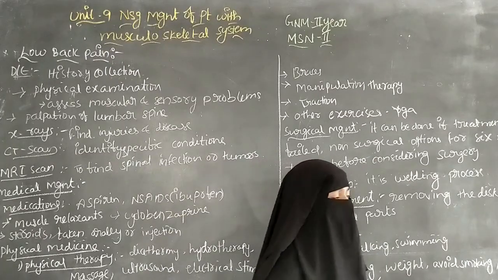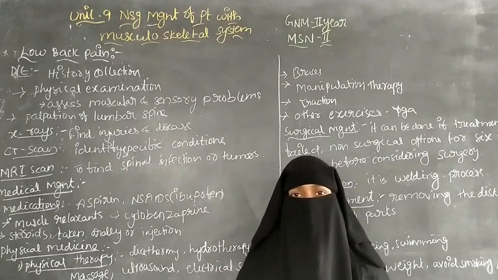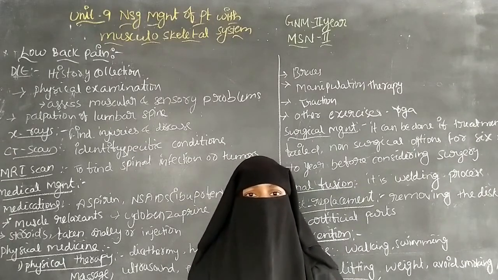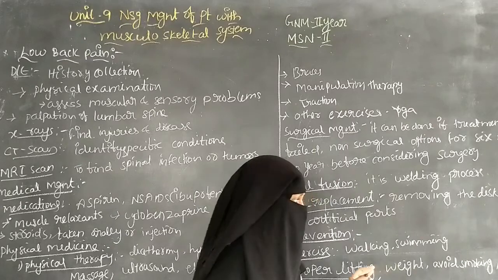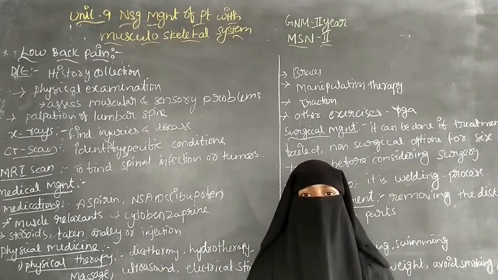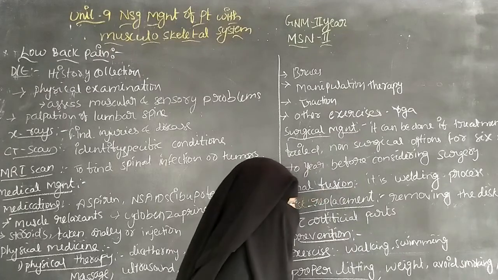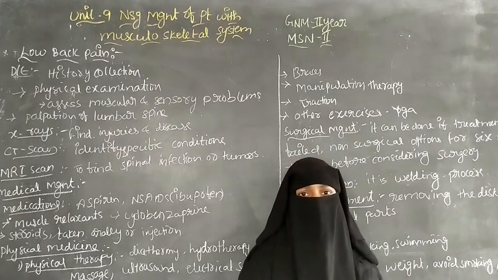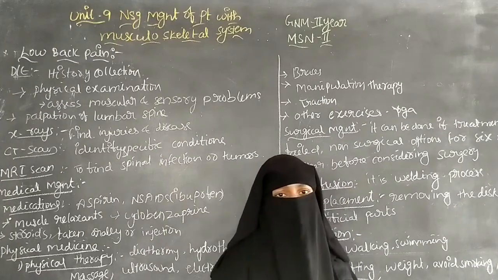And next one is avoid smoking. Smoking will affect the patient. The spinal cord becomes weak because of smoking, and because of smoking the spine degenerates at a young age. So smoking should be avoided by the patient.